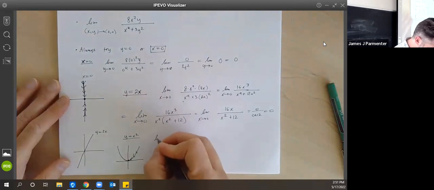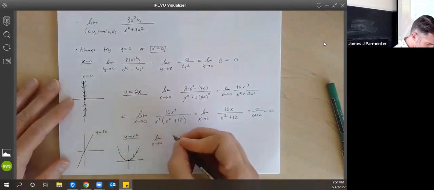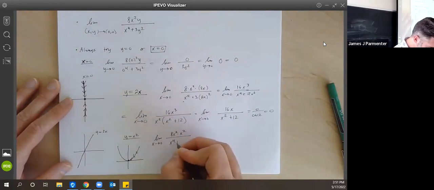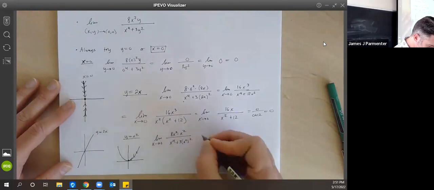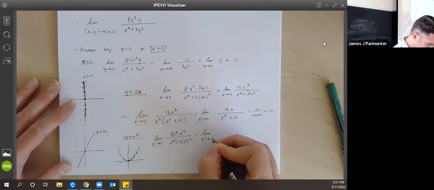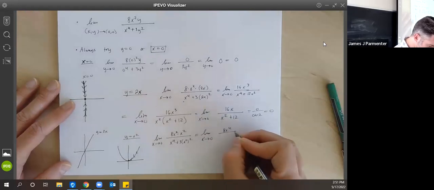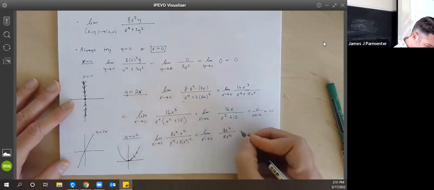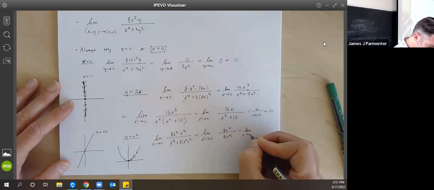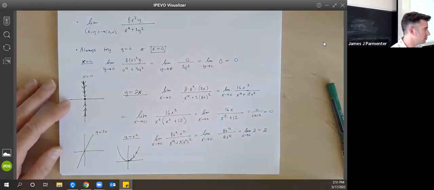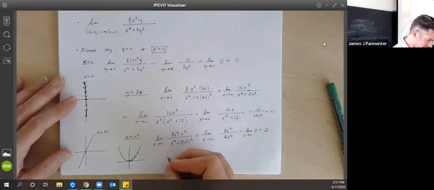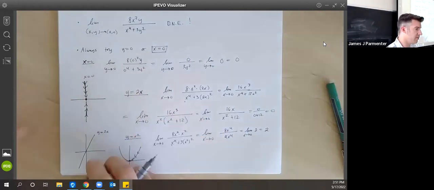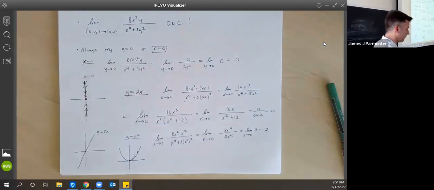So if we do that, we're going to get the limit as x goes to 0 of 8x squared times x squared over x to the 4th plus 3 times x squared squared. Simplifying, we get the limit as x goes to 0 of 8x to the 4th over x to the 4th plus 3x to the 4th, which is 4x to the 4th. And that's going to be the limit as x approaches 0 of 2, which is 2. So we got a different value. Great. That means this limit does not exist because limits from different directions that go through the origin have different values.